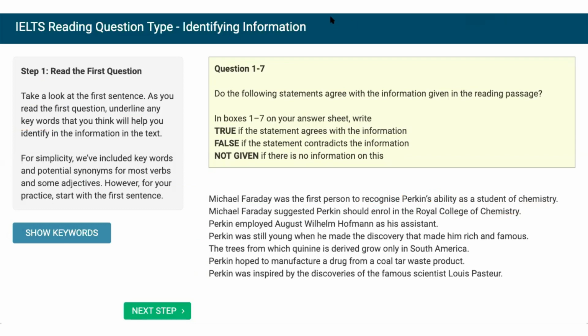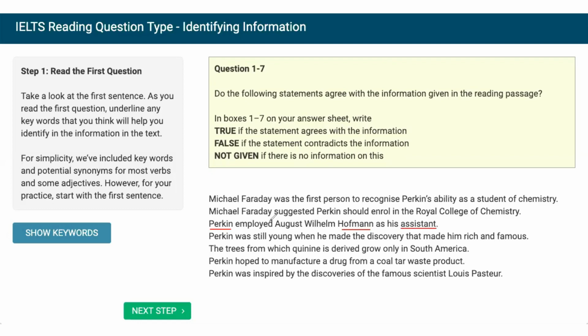I just cleared my screen so we have a little bit more clarity in working space. So number 3, Perkin employed August Wilhelm Hoffman as his assistant. So again, we have names. Names, I'm just going to do the last name for Hoffman. I won't underline the whole thing. Names are important because they're very specific. And I would also say assistant is a good keyword here.